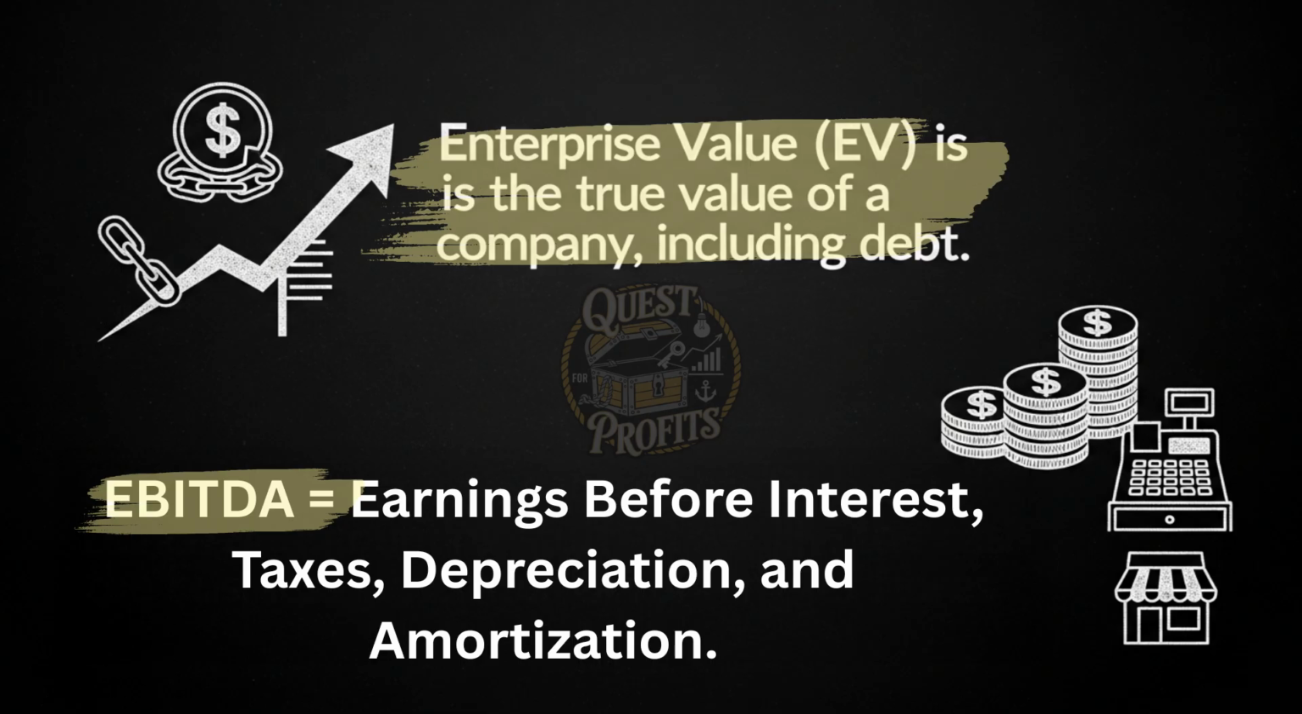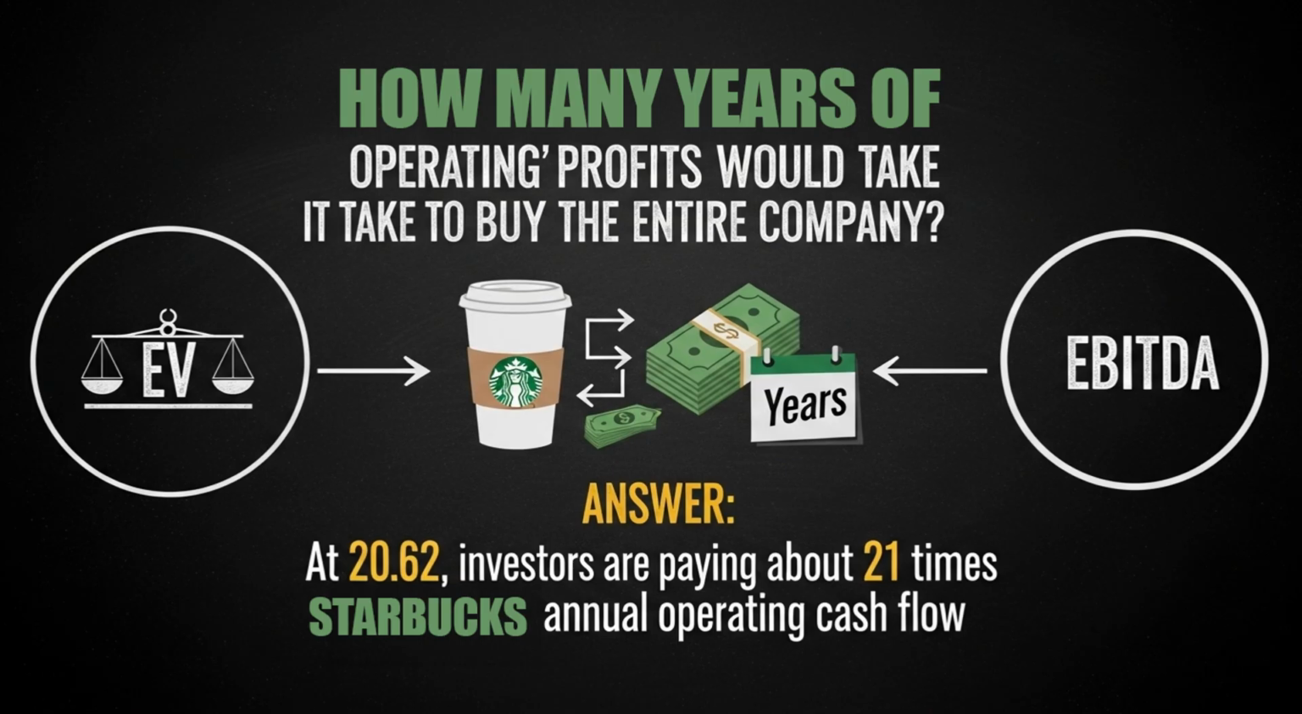Basically, the cash the business generates from running its stores. So when you compare EV to EBITDA, you're asking, how many years of Starbucks' operating profits would it take to buy the entire company? At 20.62, investors are paying about 21 years of Starbucks' annual operating cash flow, a solid premium for a business this stable and recognizable.